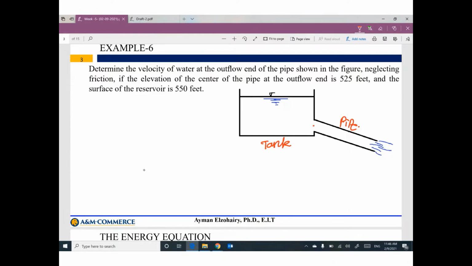So we need to determine the velocity of water at the outflow end of the pipe. What is the velocity here? I expect the flow will get out from this pipe with a velocity. What is the velocity here? If the elevation of the center of the pipe at the outflow is this elevation at 525 feet.